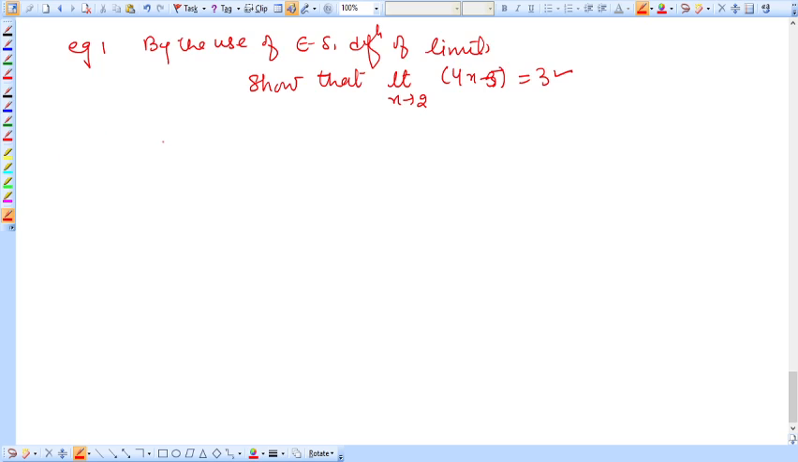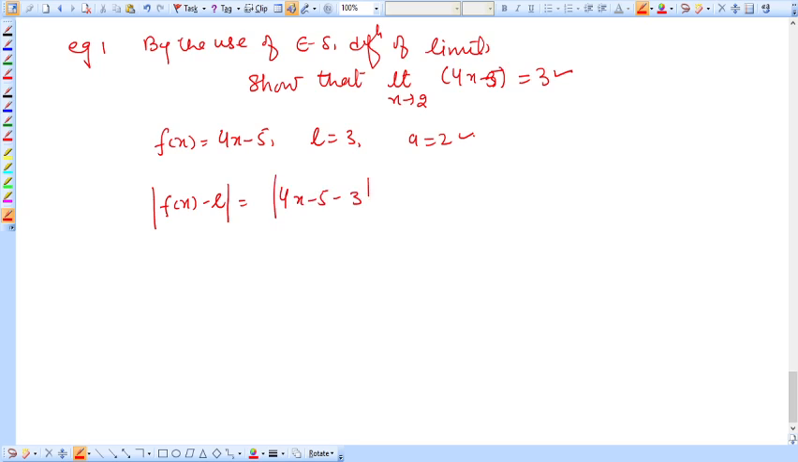So see here f of x is equal to 4x minus 5, the limit is equal to 3, and a is equal to 2, right? So the difference f of x minus L is equal to 4x minus 5 minus 3, which is equal to 4x minus 8. Now I can take this 4 outside, so inside we will have x minus 2, which is nothing but x minus a, right?